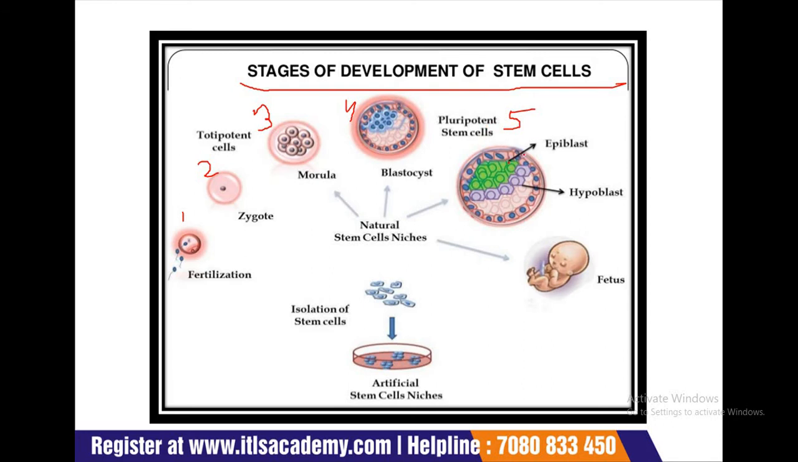This one you can see by the arrow, this is the epiblast, and this layer is called the hypoblast, and then it converts into the sixth stage, which is the fetus. So these natural stem cells are made by the morula, blastocyst, and the epiblast and hypoblast cells and the fetus cell.